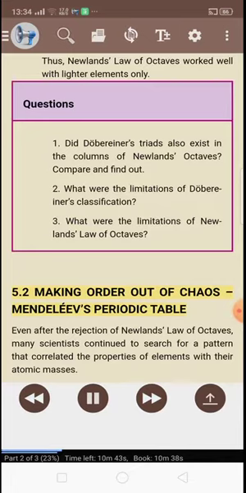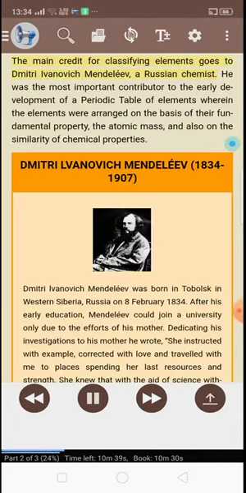5.2. Making order out of chaos. Mendeleev's periodic table. Even after the rejection of Newland's law of octaves, many scientists continued to search for a pattern that correlated the properties of elements with their atomic masses. The main credit for classifying elements goes to Dmitri Mendeleev, a Russian chemist. He was the most important contributor to the early development of a periodic table of elements wherein the elements were arranged on the basis of the fundamental property, the atomic mass, and also on the similarity of chemical properties.